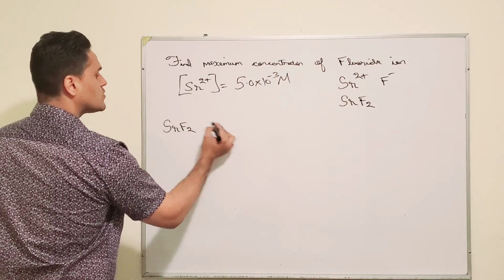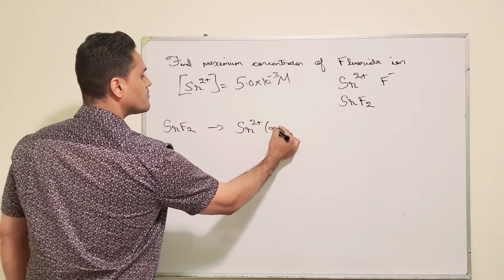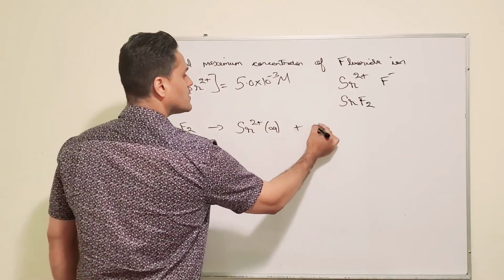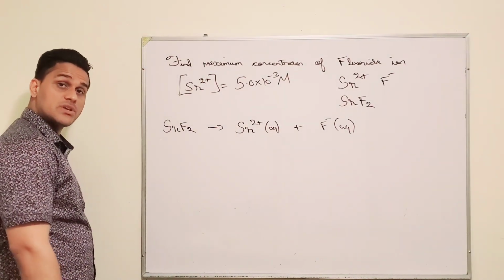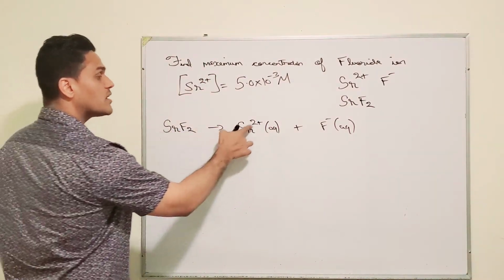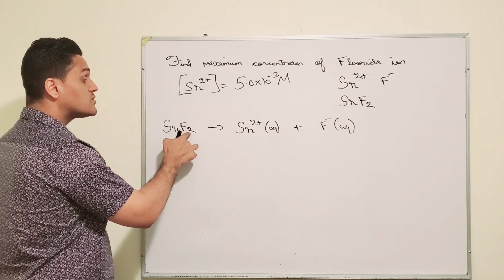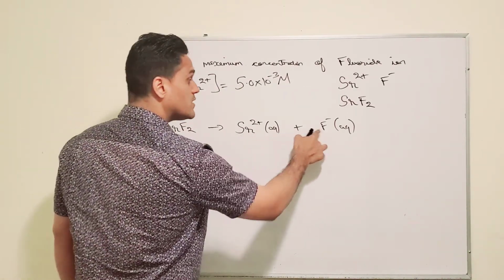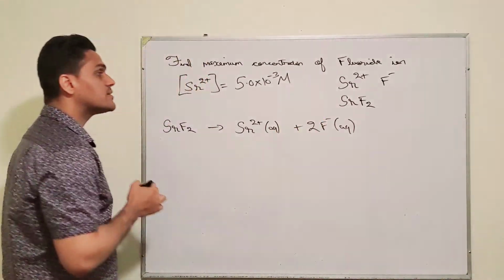We're going to write the dissociation equation. You're going to get Sr2+ aqueous plus F- aqueous. But you need to make sure the equation is balanced. I have one Sr, one Sr2+, so we're good for that. The F's are 2. We have 2 F's over there. However, on this side we only have one F. So we need to add 2 in front.